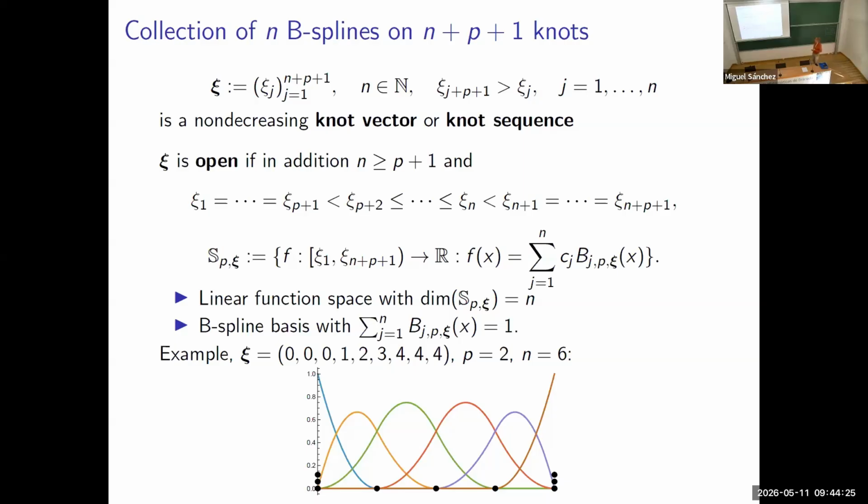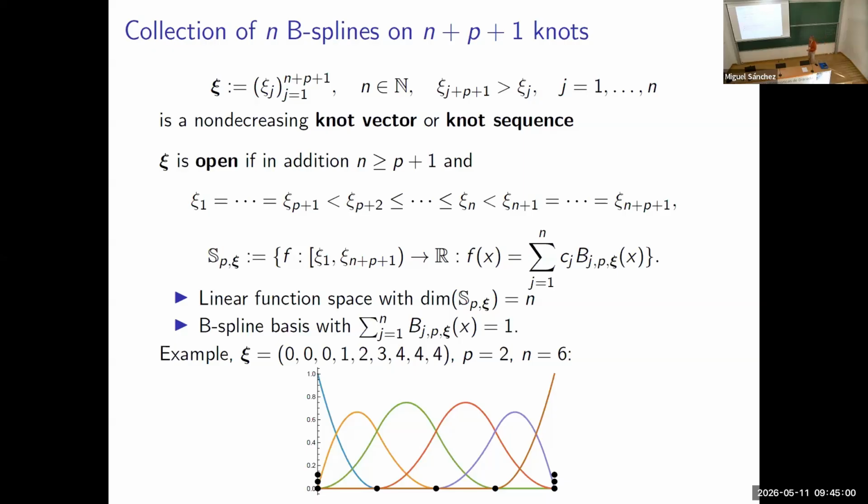In many cases it's very convenient to consider what's known as an open knot vector. An open knot vector means that, if you have degree p, the first p plus 1 knots are equal, and the last p plus 1 knots are equal, and the other ones are inside. That's typically an interval [a, b], and these are interior knots in the interval.